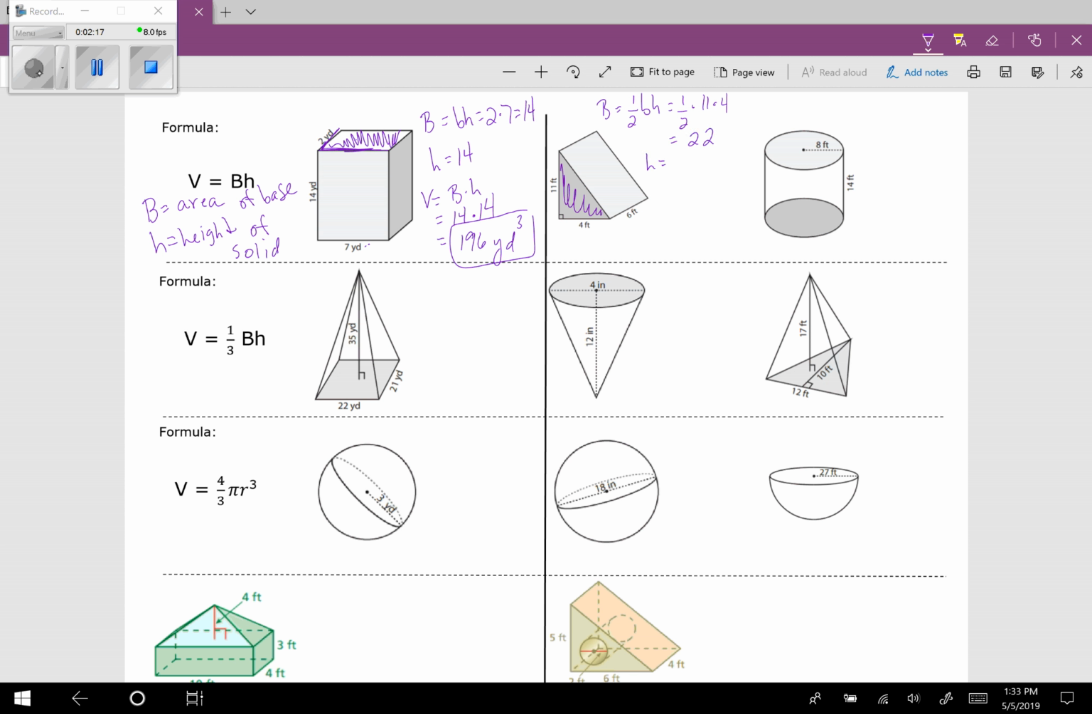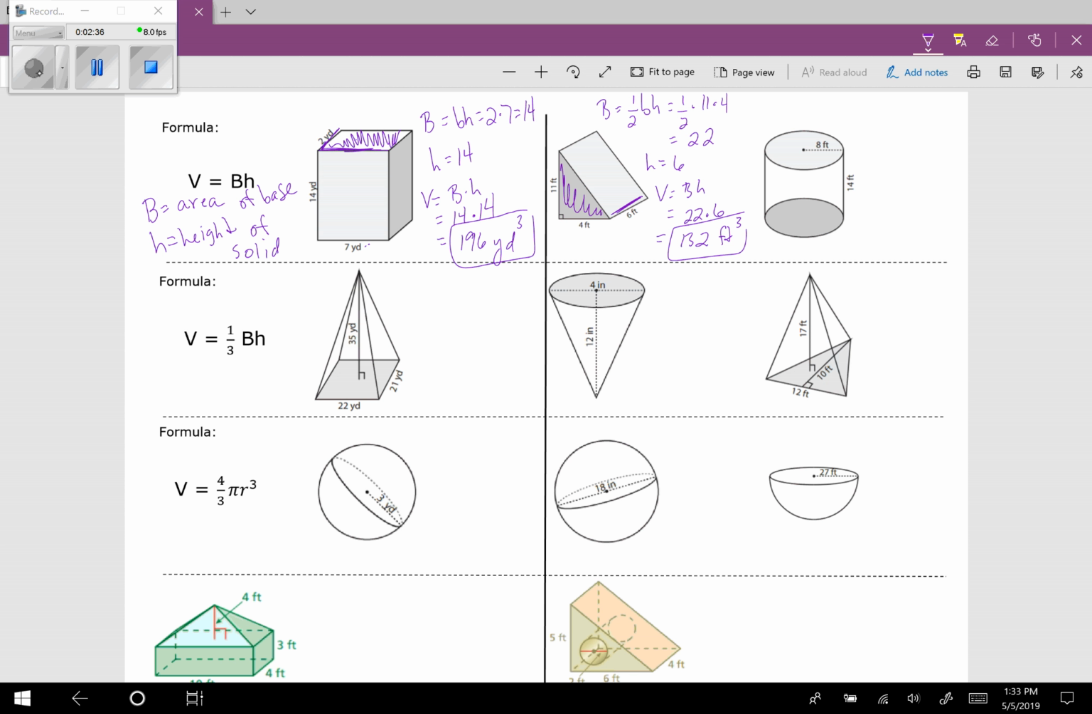The height of the prism is 6. So the volume is area of the base times the height, so 22 times 6, which is 132, and it's feet cubed because this is volume.